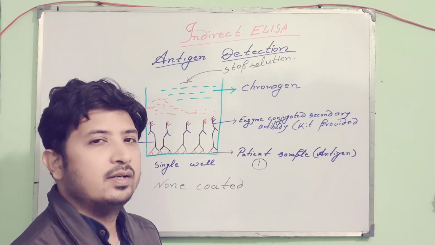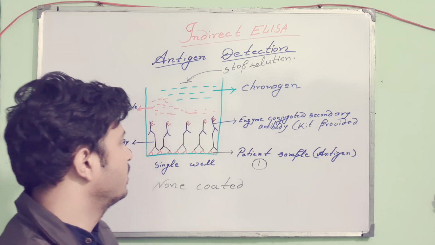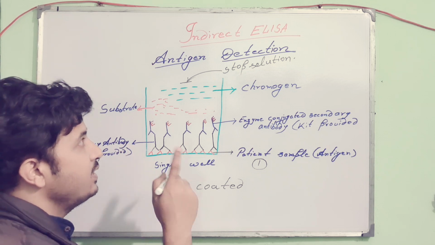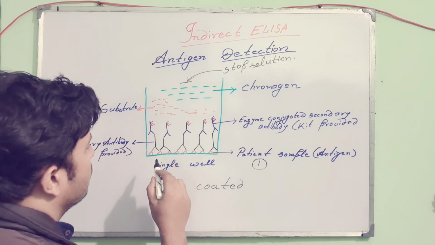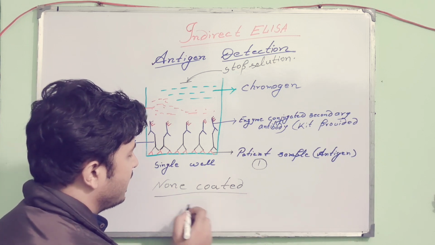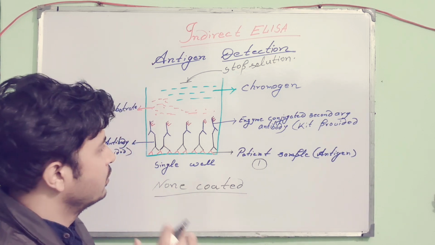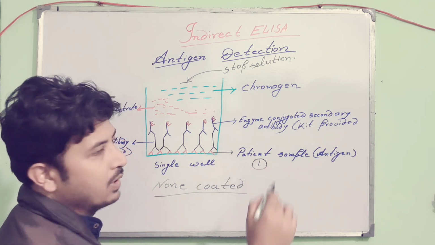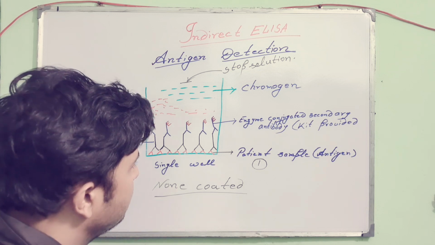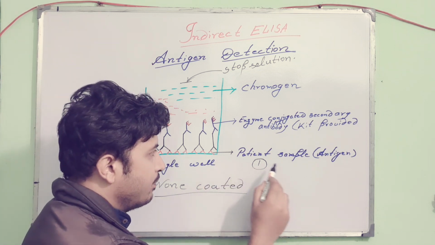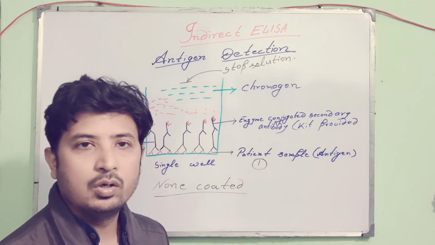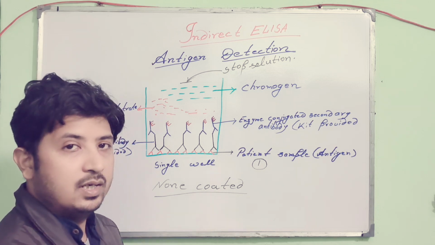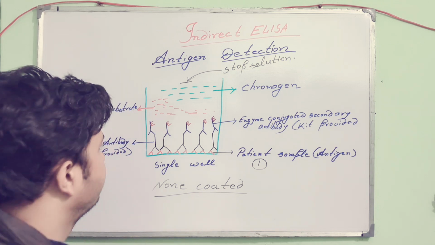Just pause and revise the previous picture. That time the well was coated with antigens, but in the case of antigen detection through indirect ELISA, the wells are not coated with either antibody or antigen. So the empty wells are first inoculated with patient sample and incubated. After a few hours of incubation, the antigens will be adhered to the wells. If the patient is positive, then only antigens will be there. That is the basic criterion.